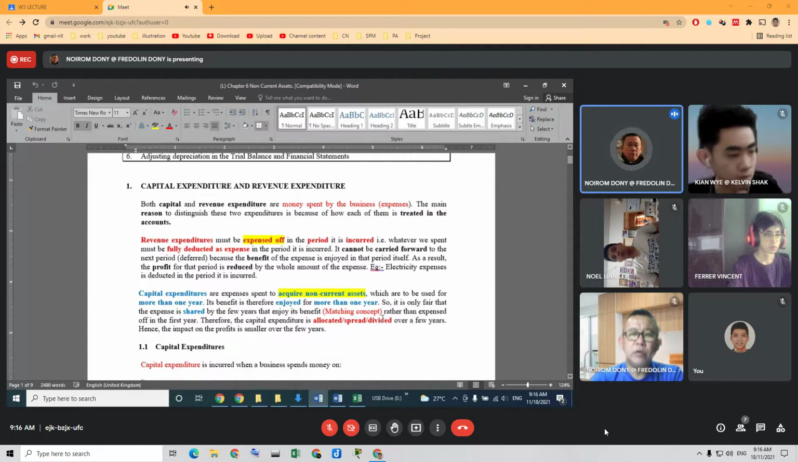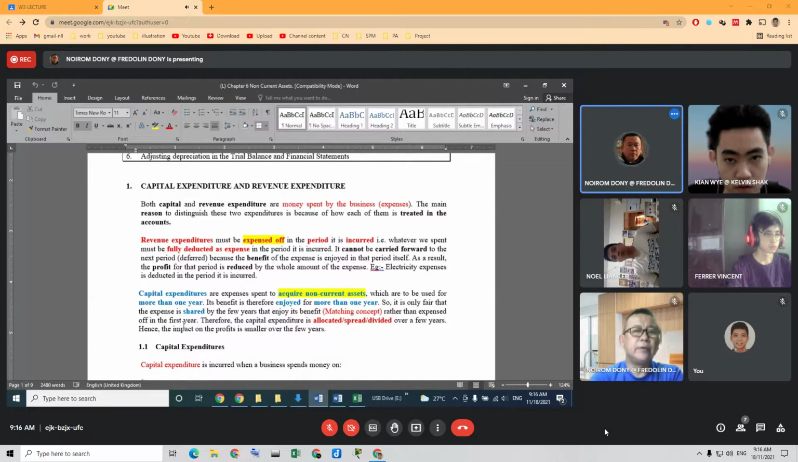So it is only fair that the expenses is shared by the few years that enjoying its benefit, matching concept, rather than expense off in the first year. So meaning is for fairness and for observing the matching concept, okay? Since you can use more than 1 year, so you don't expense off all the costs of the non-current asset immediately during the first year. Because you are not only using the first year, but you're using first year, second year, third year, fourth year.